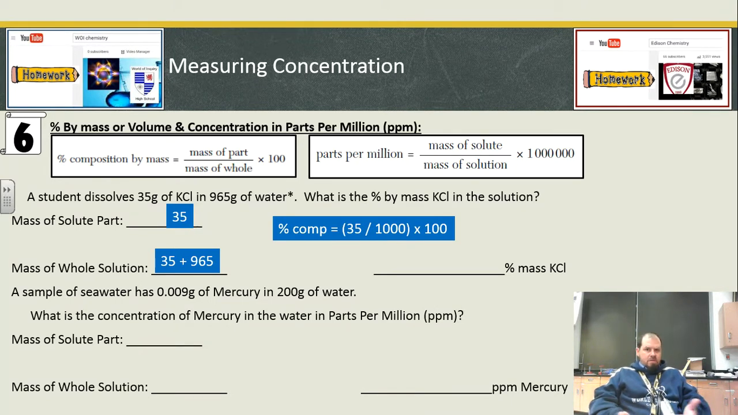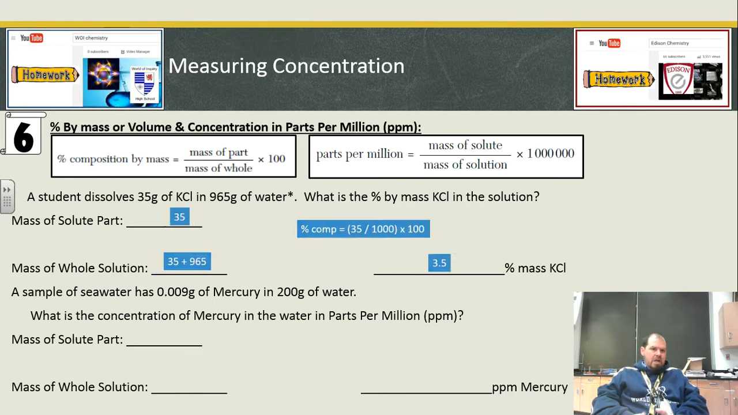So I wrote that in there because that equation is the same equation for percent by mass and percent by volume. Okay, I'm going to take my part, 35, divide it by 1,000 because I added those two numbers up, multiply it by 100, and I get 3.5% by mass. Okay, good.